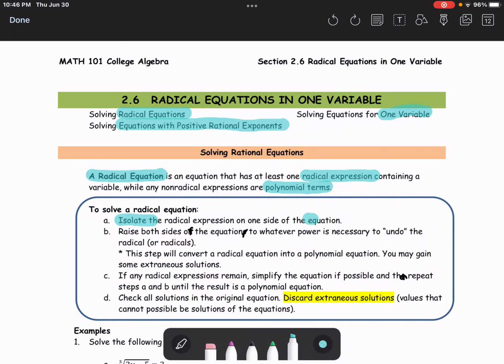To solve a radical equation, first we're going to isolate the radical expression on one side of the equation and then raise both sides of the equation to whatever power is necessary to undo the radical or radicals. This step will convert a radical equation into a polynomial equation. You may gain some extraneous solutions, so we're going to have to check the solution at the end of the process. Before the end of the process, if any radical expressions remain, simplify the equation if possible, and then repeat steps A and B until the result is a polynomial equation.